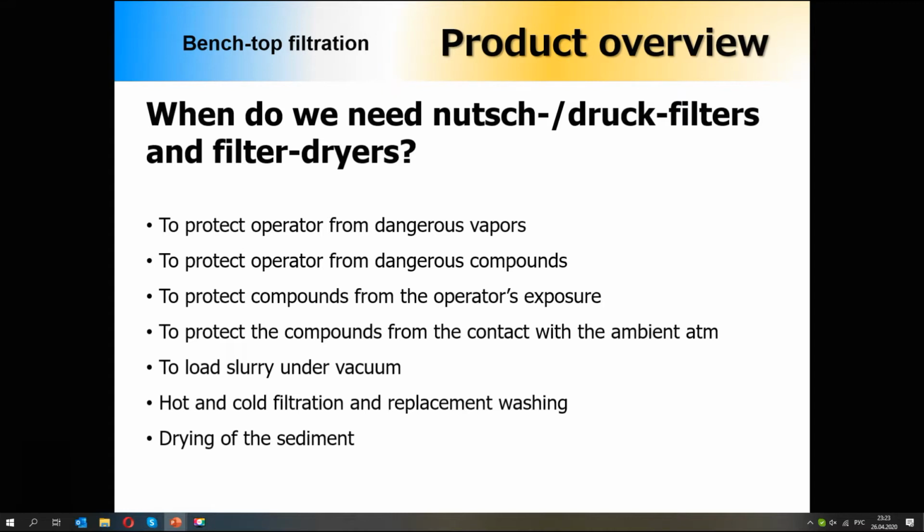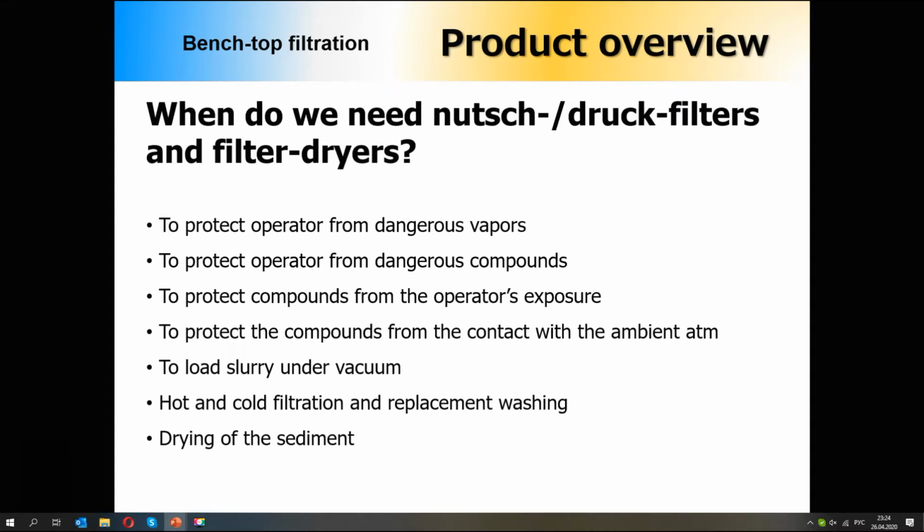Oh yeah, by the way, I forgot to mention that the Nutsche filter and Druck filter, as well as the filter dryer, differ from a standard filtration funnel in one very important point. It is the lid which every one of the above mentioned units has. So this is very important. We need them when we need to protect the operator from dangerous vapors. Second point: we need to protect the operator from dangerous compounds.